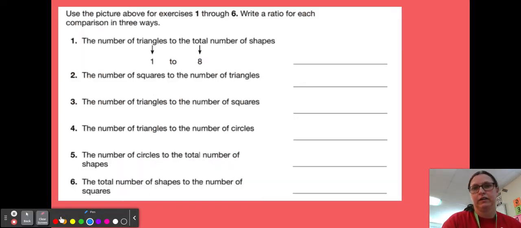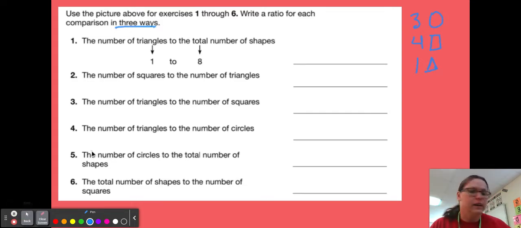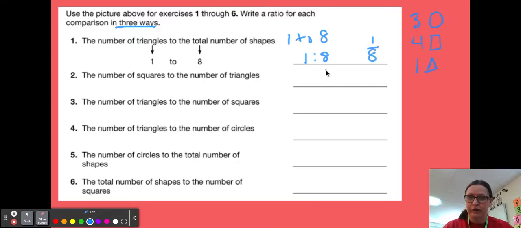So let's look at this right here. We are going to use the picture above, which has 3 circles, 4 squares, and 1 triangle. It says the number of triangles to total number of shapes, and it tells you to write it in 3 ways. So you would write 1 to 8, or 1 colon 8, or you would write it as a fraction, 1 over 8.